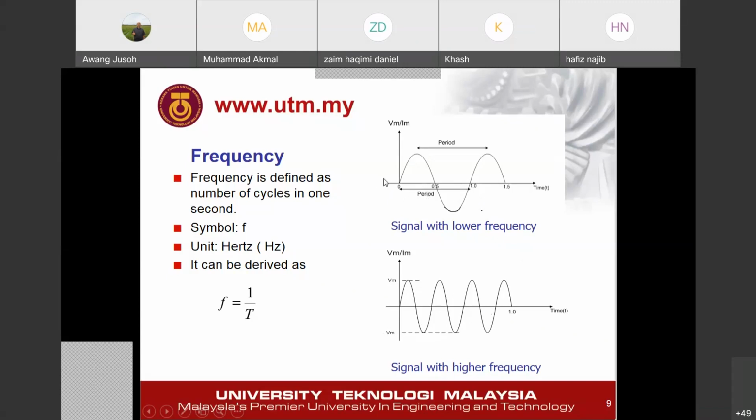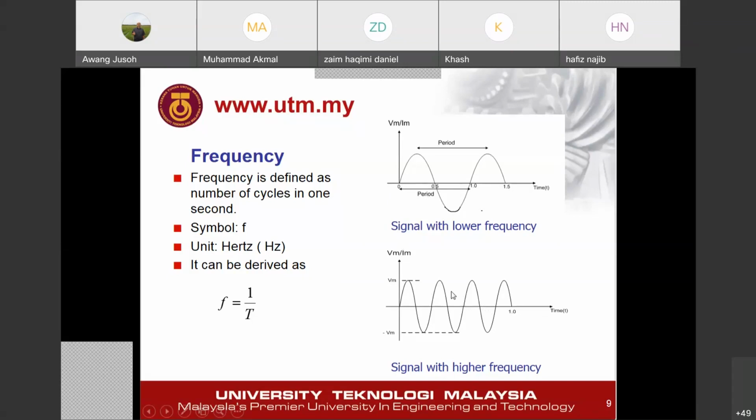10 hertz means lower frequency. So you need to refer to the standard. If 50 hertz is the standard, that means 100 hertz is higher frequency. And if we check 10 hertz, it is lower frequency than 50 hertz. So it depends on what kind of signal. But you can see that.